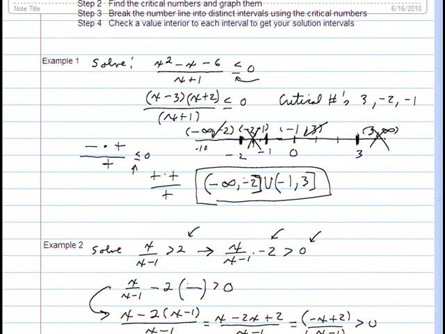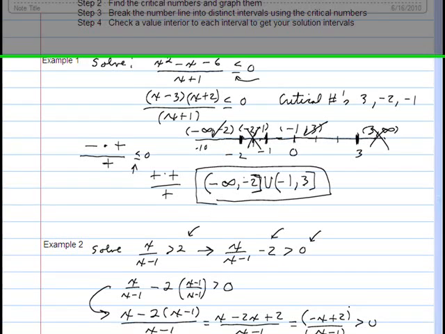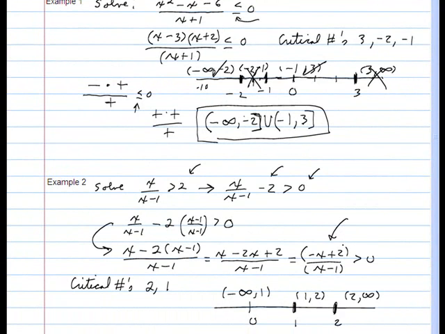So what I'm going to do is add these together and see if that helps. To do that, I'll need a common denominator, so I take my negative 2 and I multiply it by x minus 1 over x minus 1. And that gives me this equation down here, x minus 2 times x minus 1 over x minus 1. When I distribute and group things together, I get negative x plus 2 over x minus 1 is greater than 0. So this is the quotient that I'm going to be testing.